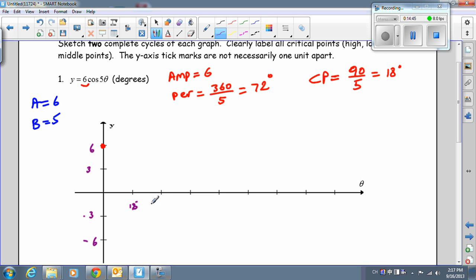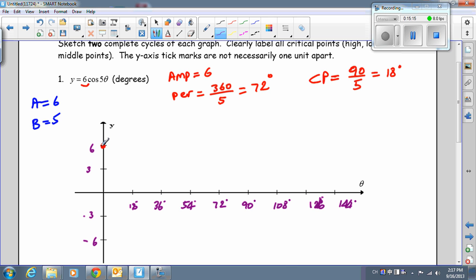So the first one is 18, following 36, 54, and 72, 90, 108, 126, and the last one will be 144 degrees for now. We will see if that's enough to make 2 complete cycles.